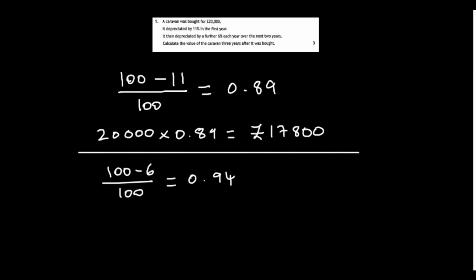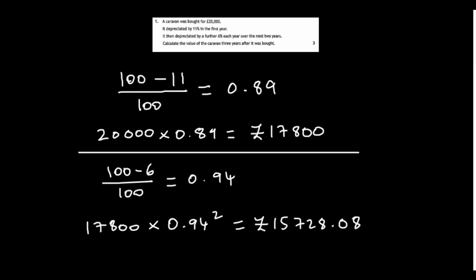And then because it's depreciating for 2 years, we would just raise that to the power of 2. So 17,800 times 0.94 squared, and that gives 15,728.08. And that's the value after 3 years.